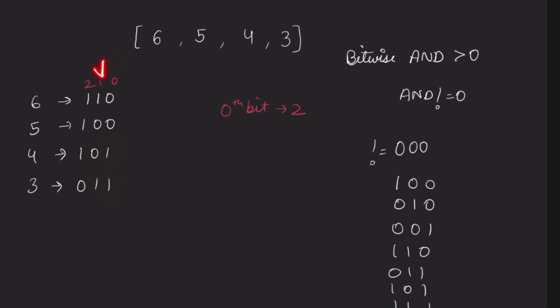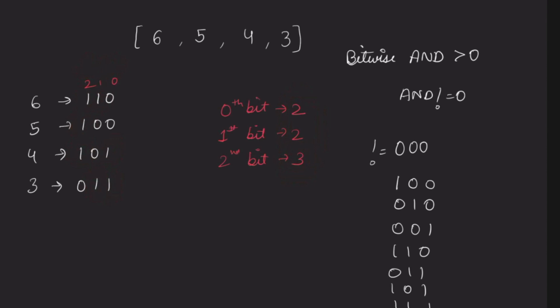Then for the first bit, again there are two elements. Then for the second bit, we have three elements which have their bit set, right? So now out of these, which one is maximum? 3, right? So this 3 is going to be our answer.